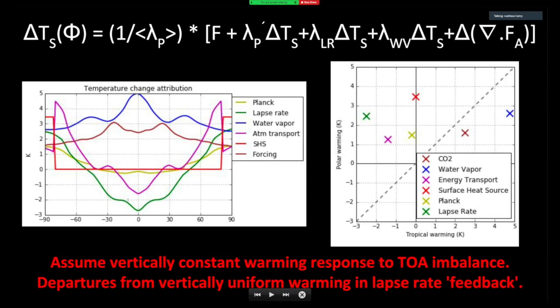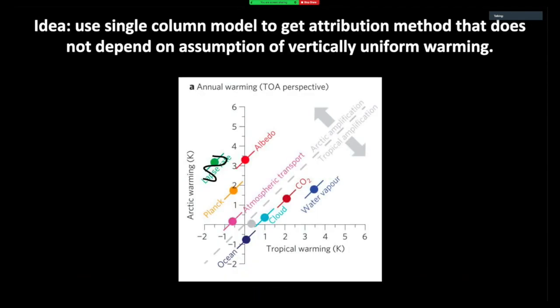And so then you can use this temperature change attribution and average out in the tropics to plot your points on the x-axis, then average out on the high latitudes to plot your points on the y-axis. And then you get a similar decomposition to what I showed in the introduction from Pithan and Mauritsen. And so our objective will be to use a single column model to get an alternative plot to this, that will be a bit clearer because we won't have this lapse rate feedback term. So just get a similar decomposition to this, but without this lapse rate feedback term.